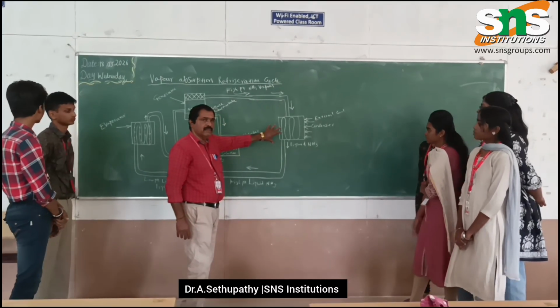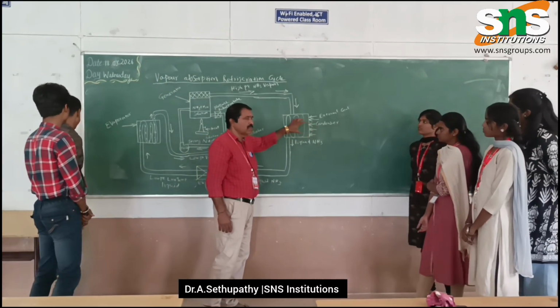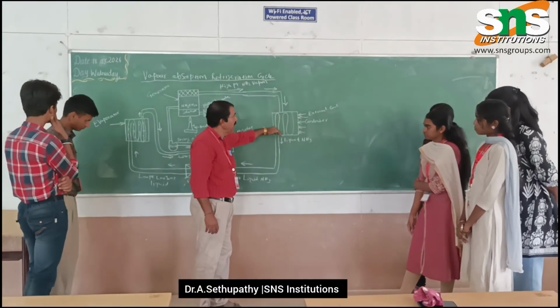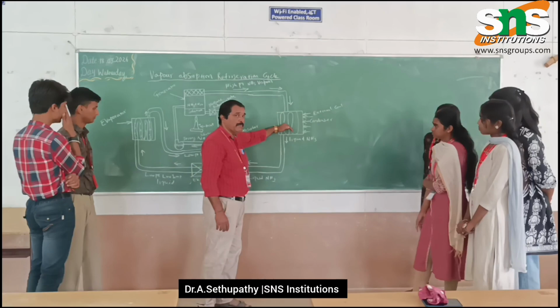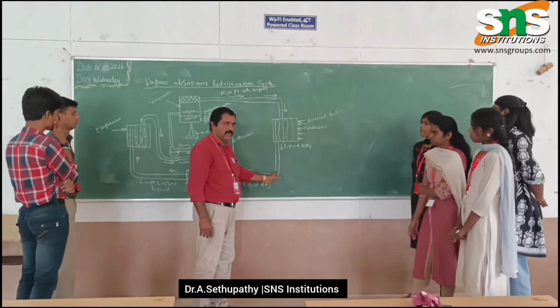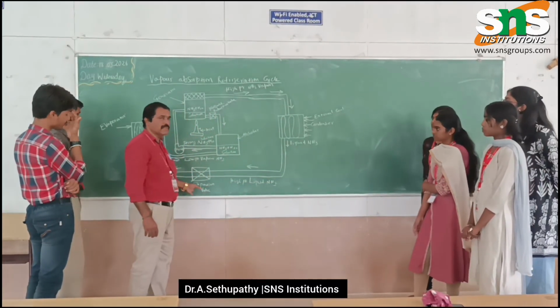The condenser uses an external cooling source. The external cooling source cools the hot vapor to the liquid stage. So the liquid is at high pressure. Then the liquid will travel to the expansion valve.